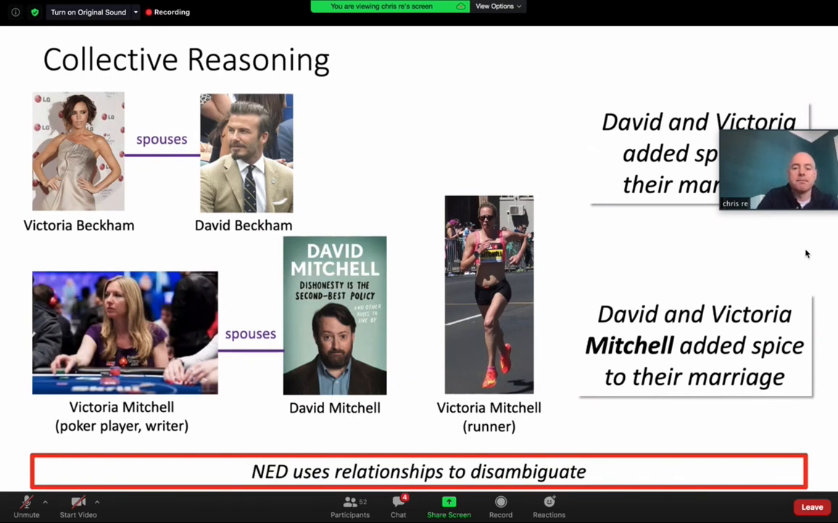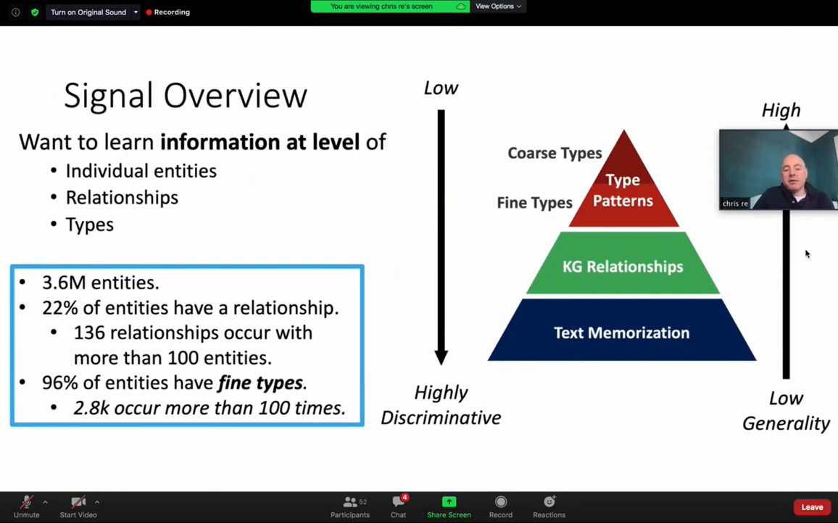Okay. All right. So at a high level, to kind of break it down as an engineer into numbers, let's say we're looking at this snapshot of Wikipedia that has about 3 million entities. About 22% of those entities have a relationship. They participate in some relationship. 136 of those relationships occur with more than 100 entities. And that's important because it means that if we learn something at the level of relationship, we can learn it kind of there once, parsimoniously, potentially, and use it to disambiguate all of those 100 entities. Maybe those entities don't have any associated text, so we can't learn the idiosyncratic way that they're referred to in text, but we could use the relationship.